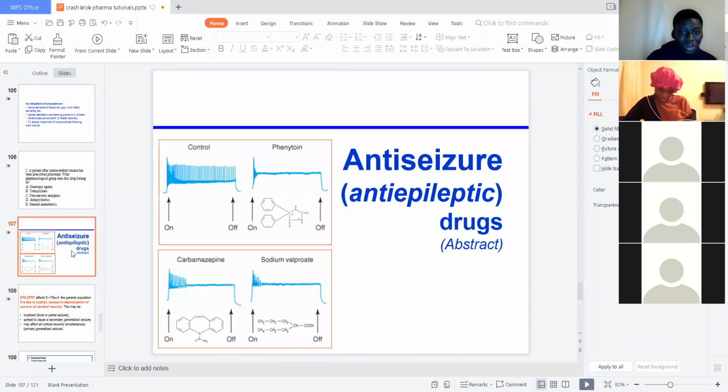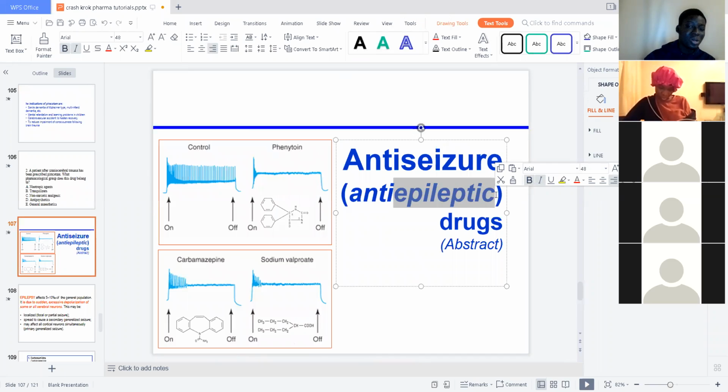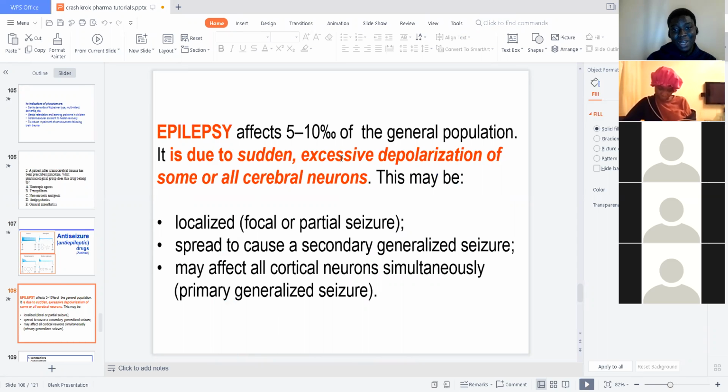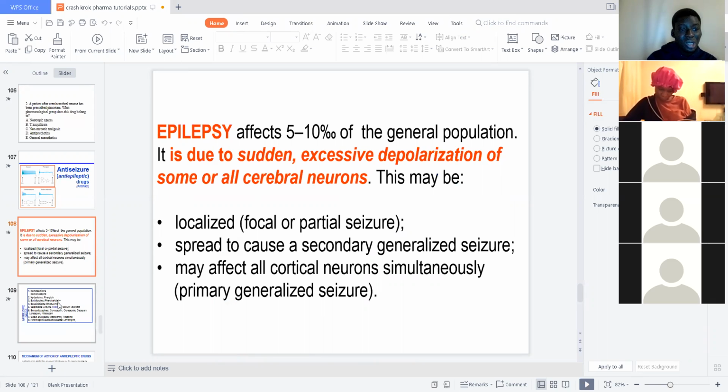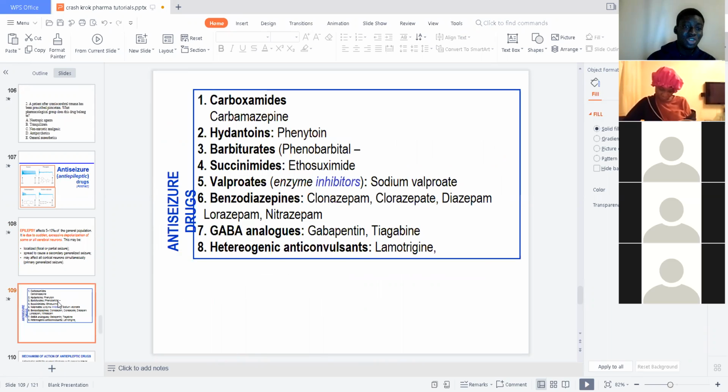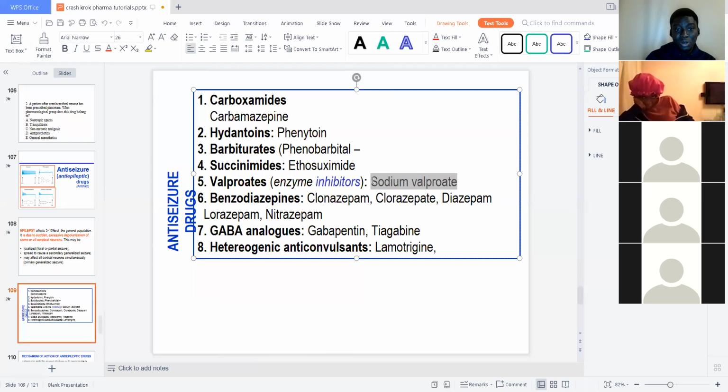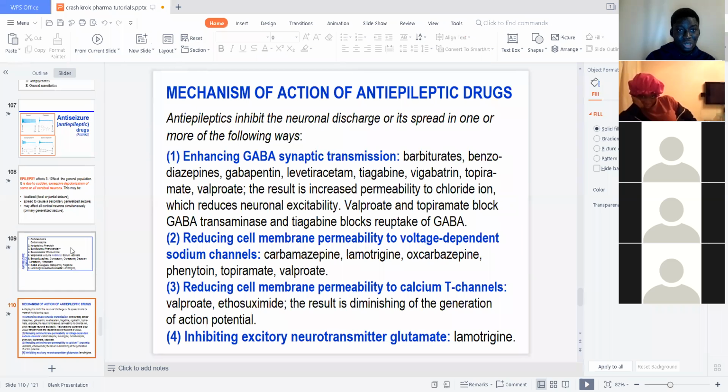Okay. Moving on. So we have anti-epileptic drugs. We all know what epilepsy is. It's for people that have regular seizures where they convulse and shake violently. Epilepsy is an excess depolarization of cerebral neurons. They have a lot of drugs for treating epilepsy. I want you to take note of phenobarbital, sodium valproate, and diazepam. These are very popular questions. We have phenytoin, phenobarbital, ethosuximide, sodium valproate, diazepam. Take note of all of them.